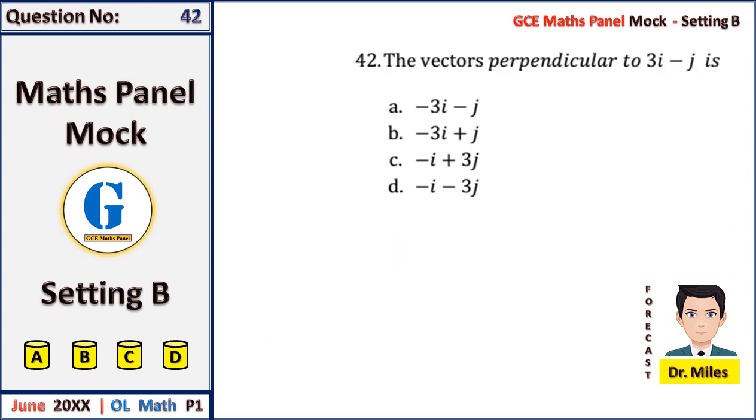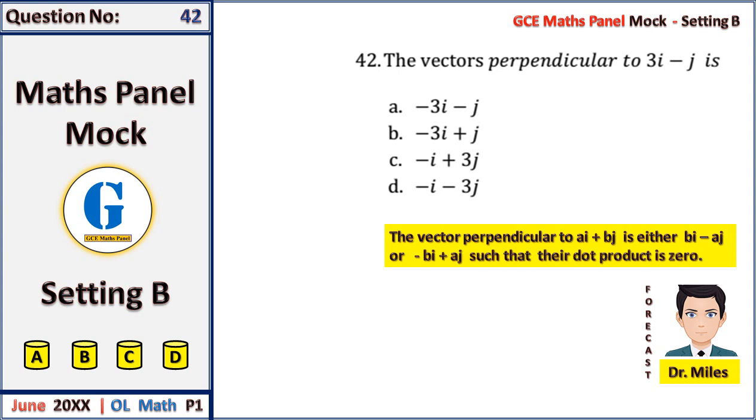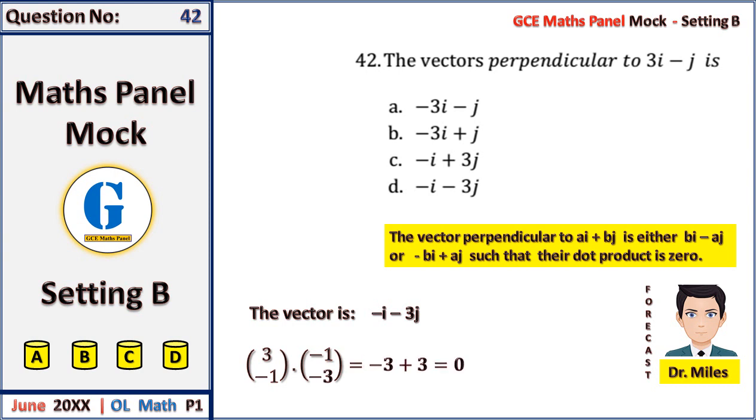42. The vectors perpendicular to 3i minus j is. Normally, the vector perpendicular to ai plus bj is either bi minus aj or minus bi plus aj, such that their dot product is 0. And the only vector that has this particular fashion here is the fourth one, which is minus i plus 3j. However, we can test by calculating the dot product, and that gives us minus 3 plus 3, which is 0.